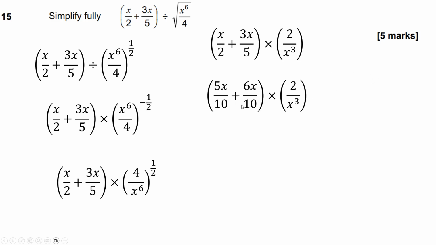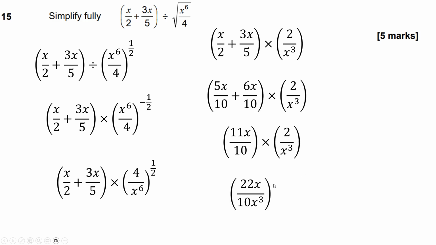So you'll have 11x over 10 multiplied by 2 over x cubed. So 11 times by 2 is 22x, and then 10 times by x cubed is 10x cubed. Divide by, so you can cancel out 2x and 2x from both sides to get 11 over 5x squared.